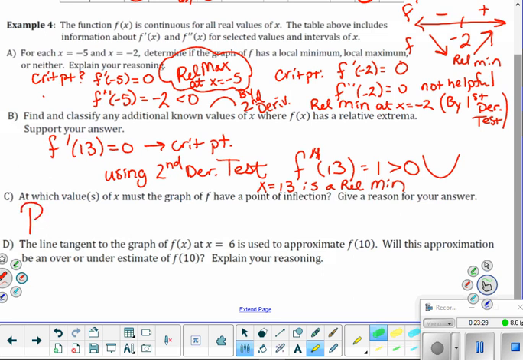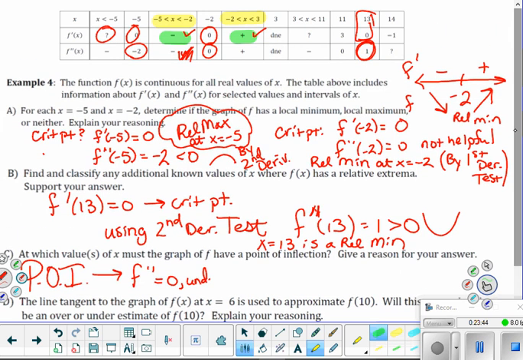Part C, at which values of x must the graph have a point of inflection? Hopefully you're connecting point of inflection to f double prime equals 0 or undefined. Do we have any situations on our chart where that's the case? I'm just going to clean off my chart because it's getting messy. Second derivative negative, right here, undefined, and right there. Looks like we've got some potential ones right in that vicinity, don't we?